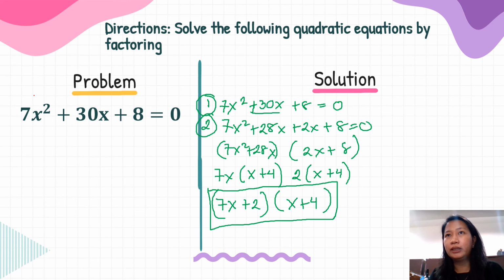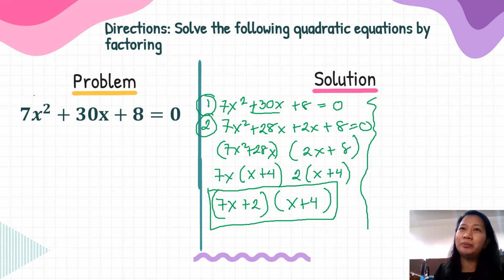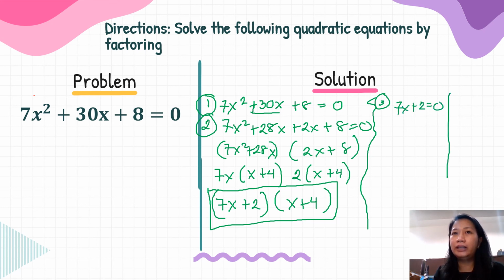What's step number 3 again? Step number 3 is applying the square root property. Very good. I know, not the square root property, sorry. The zero product property. We will apply the zero product property. That's step number 3. Equate lang natin sa 0. 7x plus 2 equals 0. And x plus 4 equals 0.